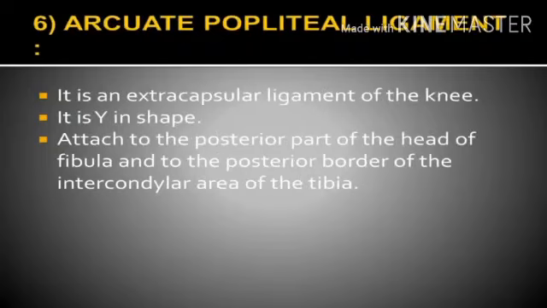Arcuate popliteal ligament. It is an extracapsular ligament of the knee. It is Y in shape, attached to the posterior part of the head of the fibula and to the posterior border of the intercondylar area of the tibia.